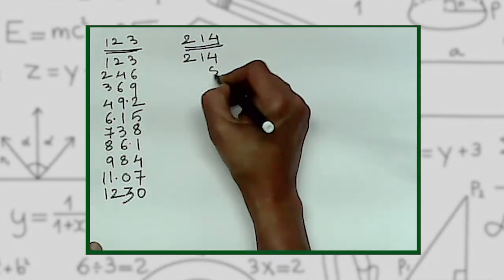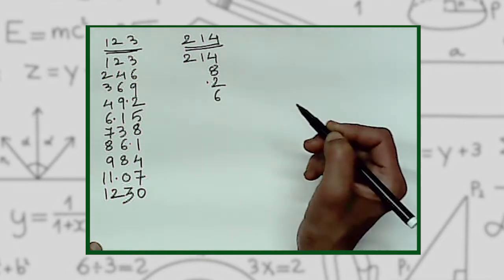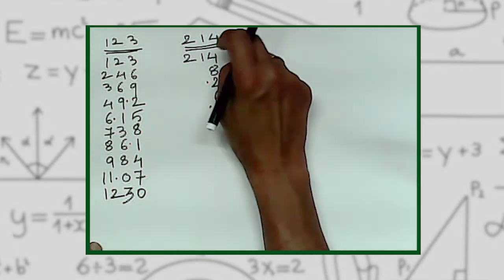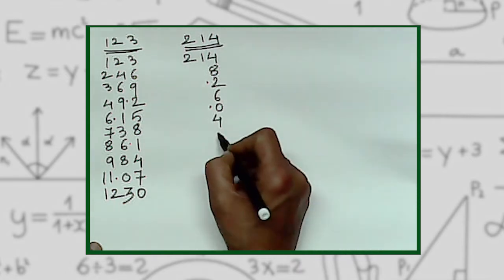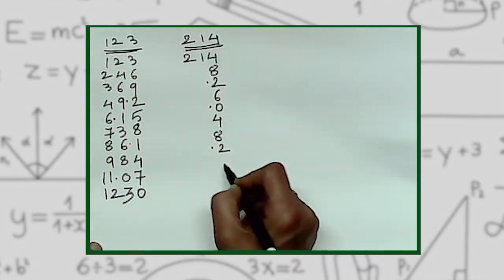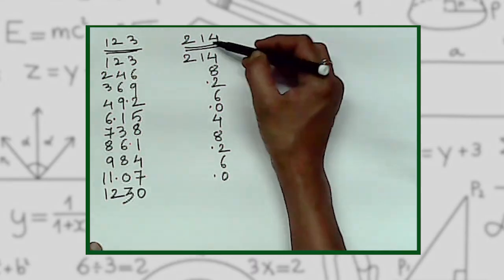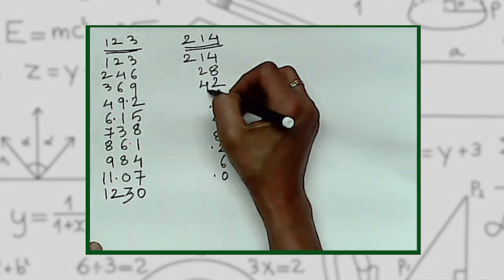4 plus 4, 8. 8 plus 4, 12. So point 2. 4 plus 2, 6. And 6 plus 4, 10. As it is even number, we can repeat this series again. 4, 8, point 2, 6 and point 0. Now left hand side. 1 plus 1, 2. 2 plus 1, 3 and point 4.